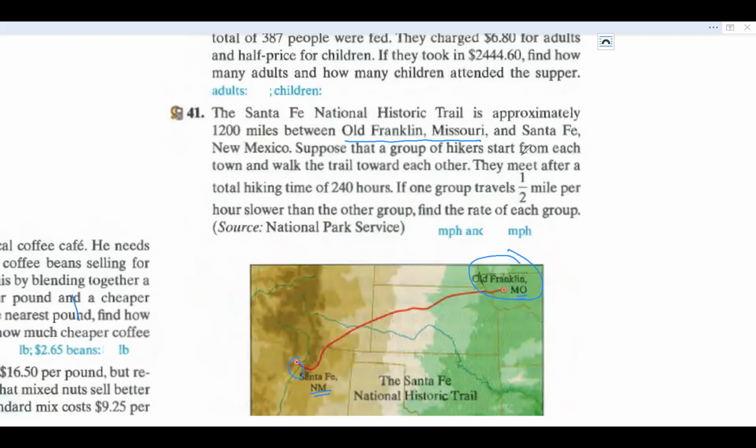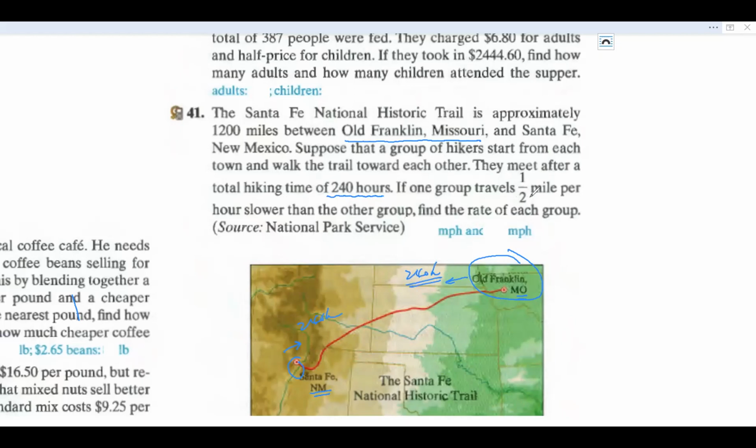Suppose two groups of hikers start from each of the towns and walk along the trail toward each other, in opposite directions. They meet after totally hiking 240 hours. So one group walks 240 hours, and the other group also walks 240.